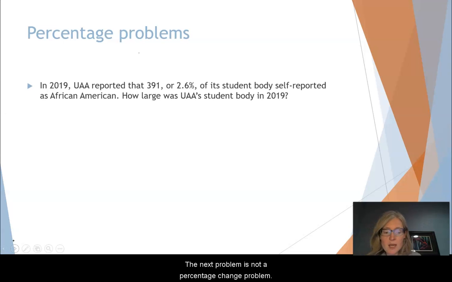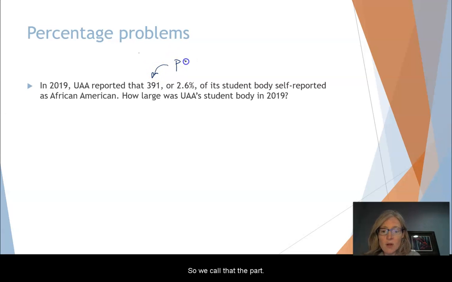The next problem is not a percentage change problem. It says, in 2019, UAA reported that 391, or 2.6% of its student body self-reported as African American. How large was UAA's student body in 2019? Pause the video and see if you can determine if this 391 is the amount or the base. It is the amount. It is the portion thereof. So we call that the part, or the amount.